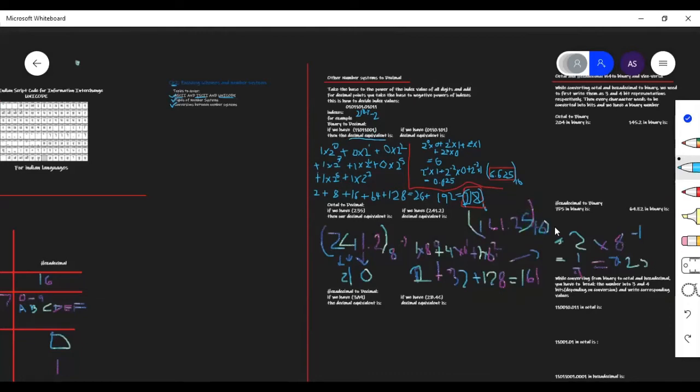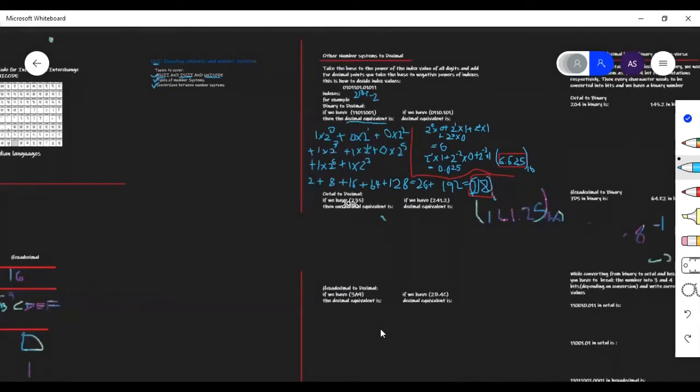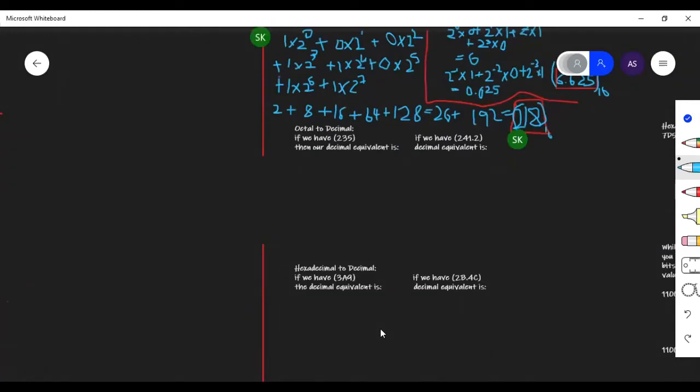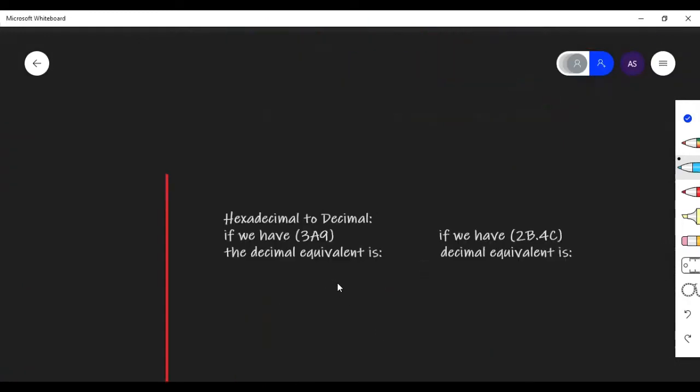Okay. So this is how we convert from octal to decimal. Now we're going to take one more example, which is hexadecimal to decimal. So now the number you can see is 3A9. Now I told you before that when you consider this, A denotes capital 10. That's not really going to be very helpful right now, but it actually is. I'll tell you how.